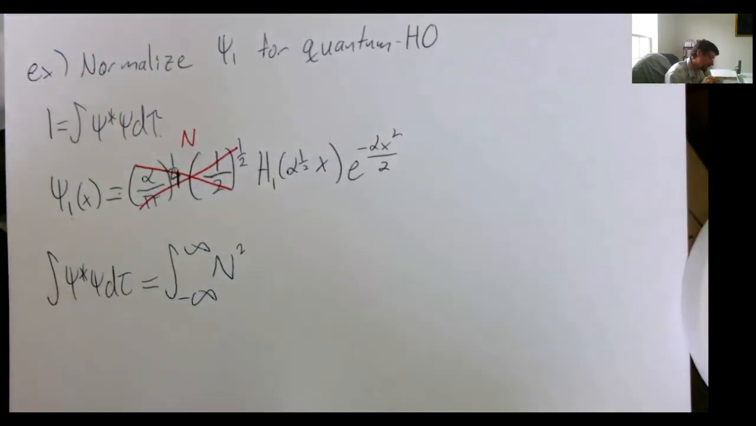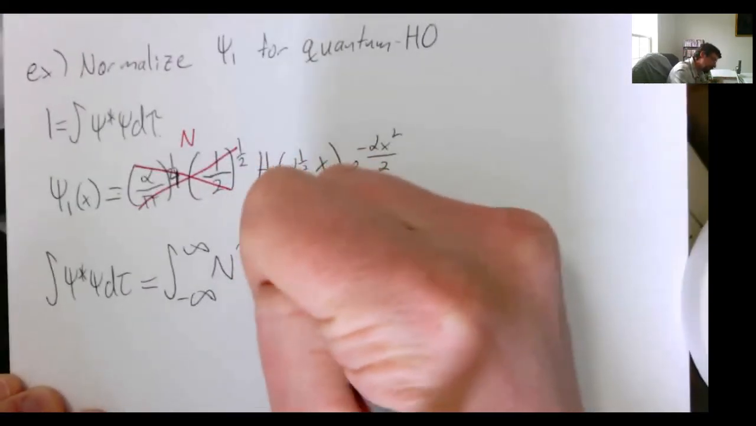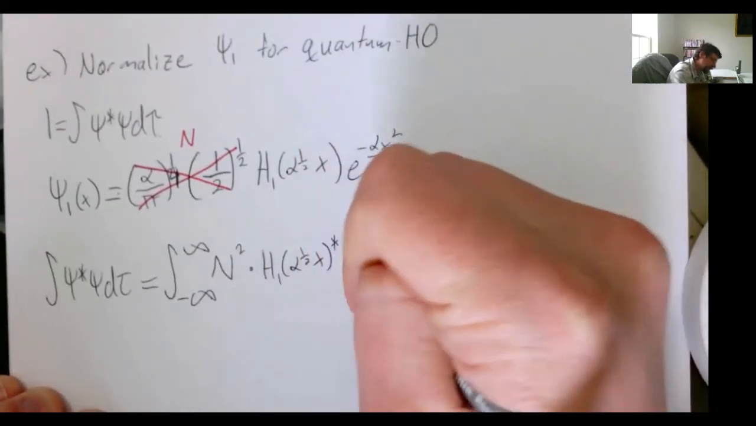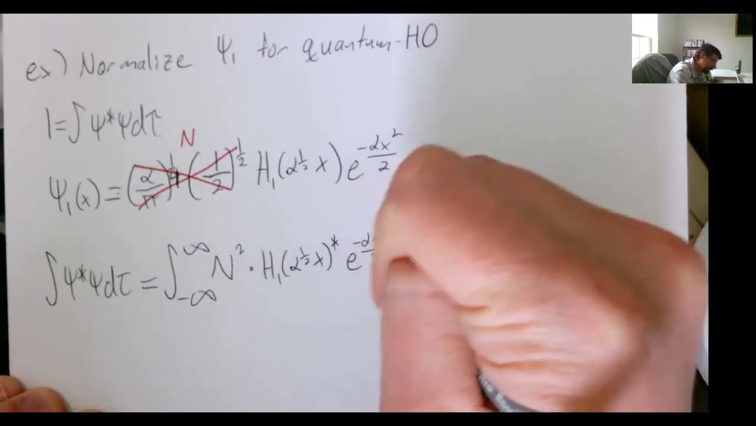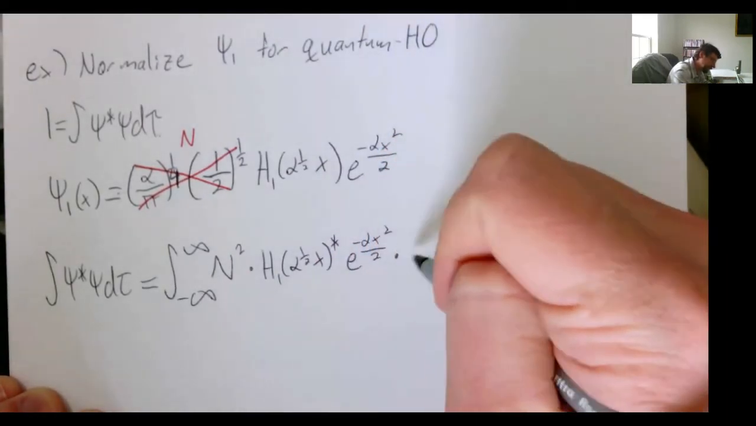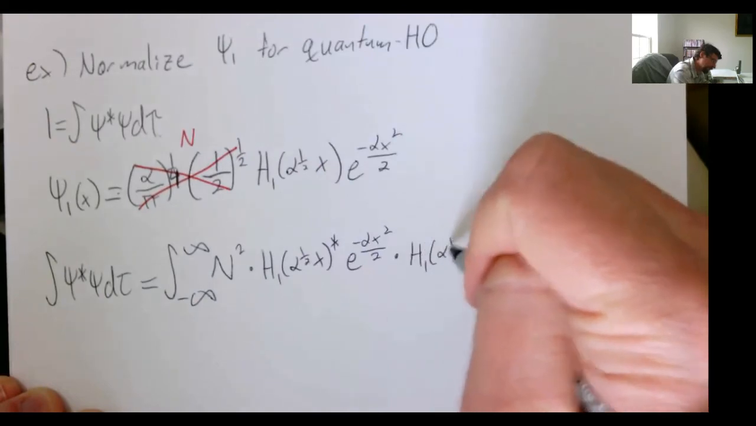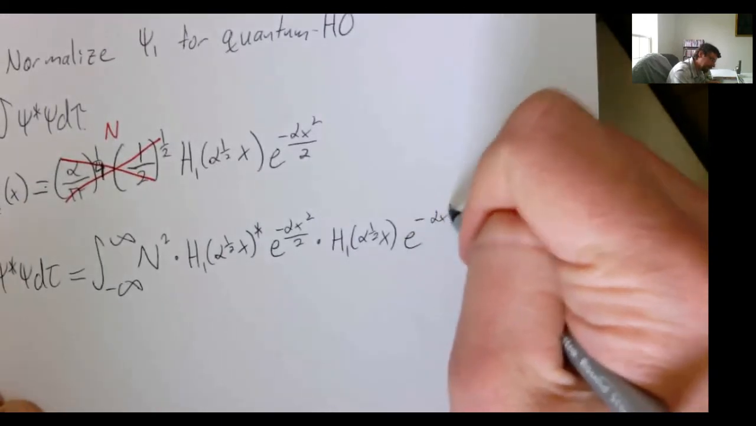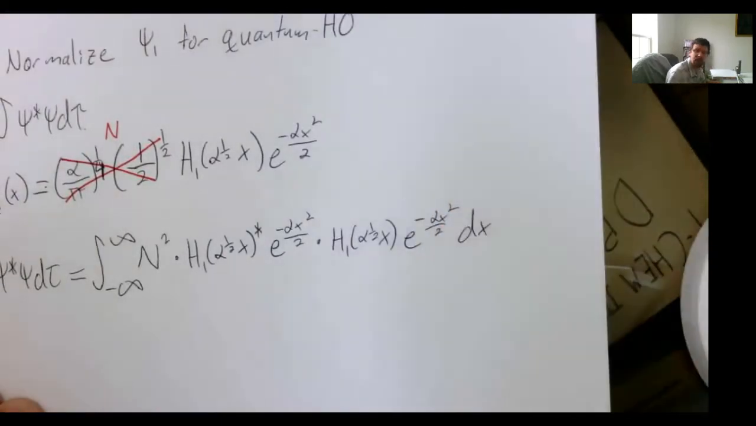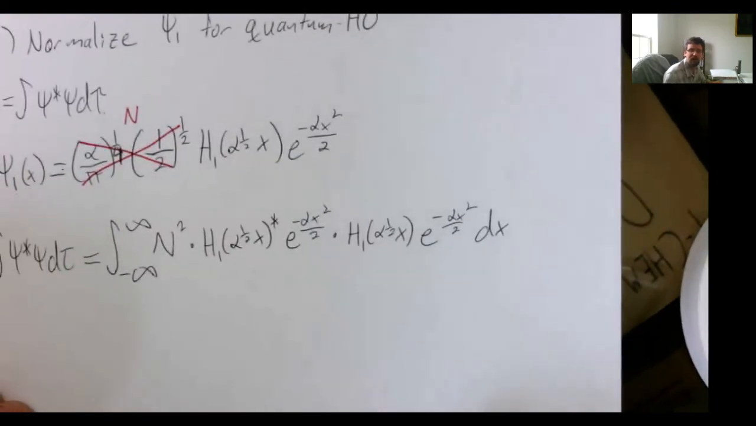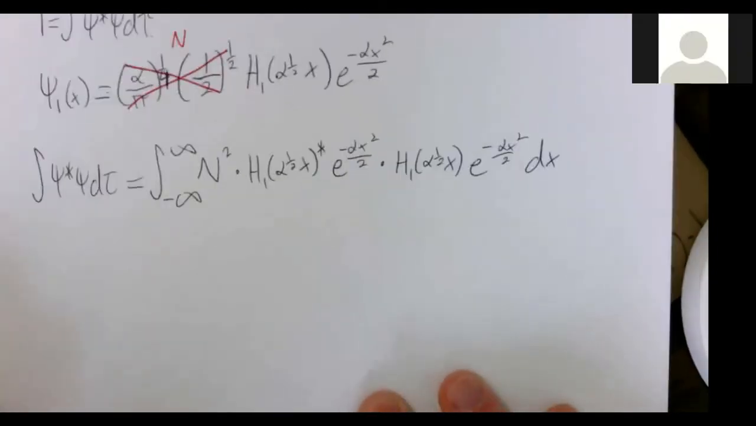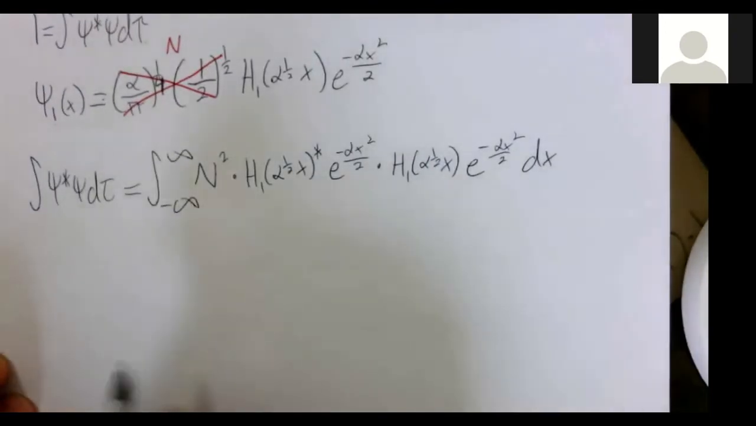Okay, so we have n squared times h1 x star e to the minus alpha x over 2 times h1 x e to the minus alpha x over 2 dx. Did that answer your question, Josh? Yeah. Okay.